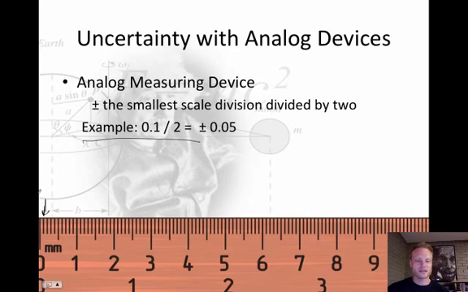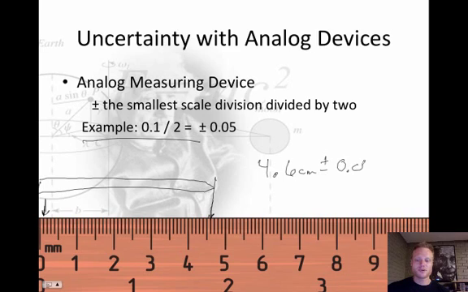So let's just, for example, let's say I have a pencil, and here's my pencil. And let's say I measure the length of this pencil, and that's not a very straight line, but let's say it's somewhere like around here. We could say that that measurement is 4.6 centimeters plus or minus 0.05. That would be my uncertainty right here, plus or minus 0.05. So that's how you do that with analog devices.